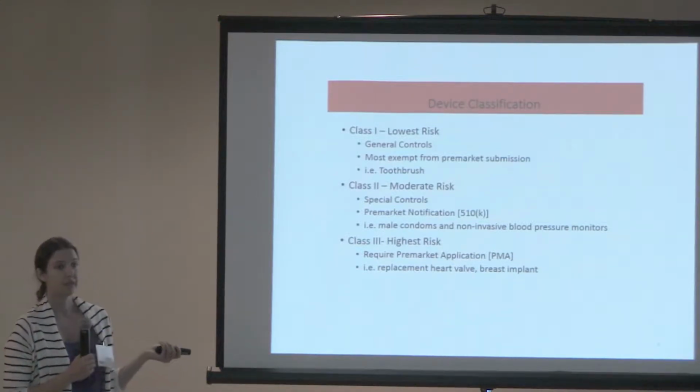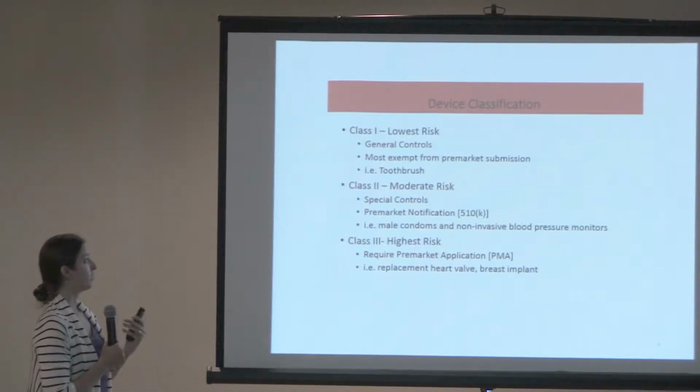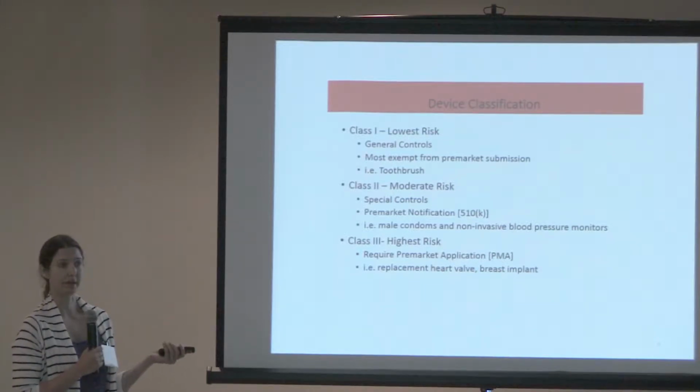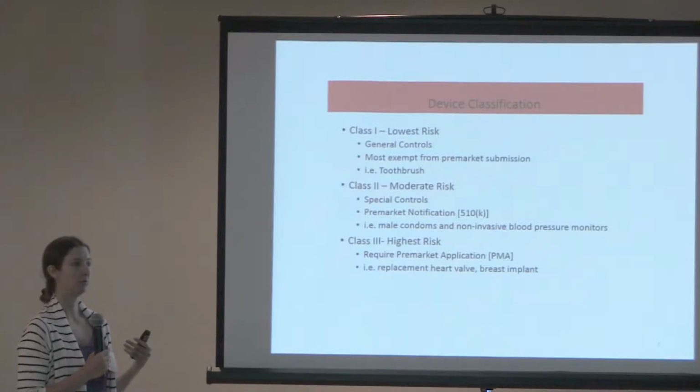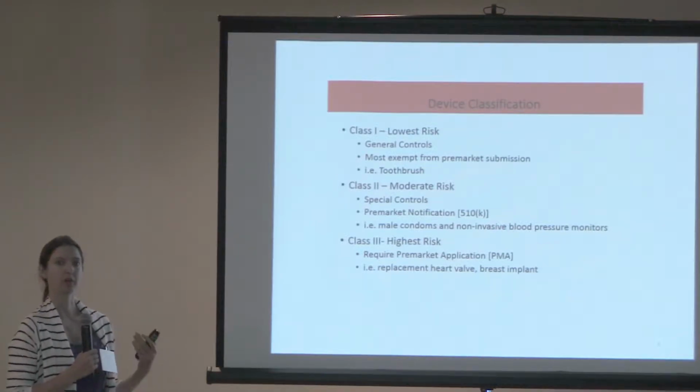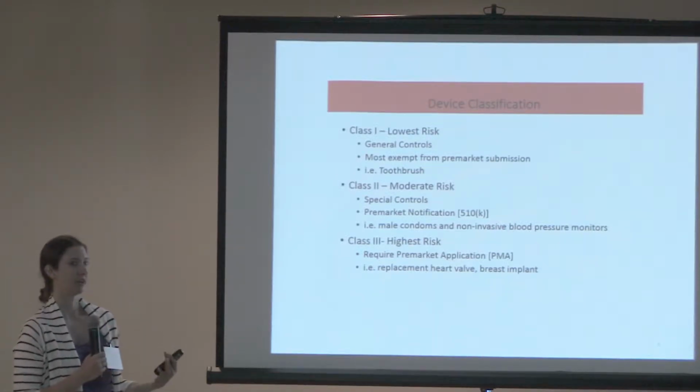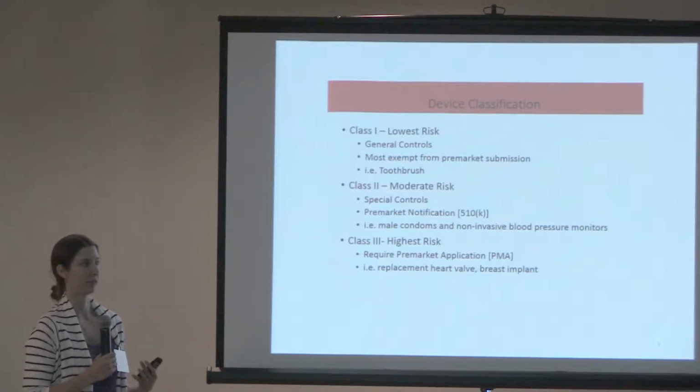Class 3 would be the highest risk, and those would require a pre-market application, so a PMA. That would be a replacement heart valve, breast implant, anything that could be life-sustaining or completely detrimental to your health if something ruptures or is damaged inside your body.